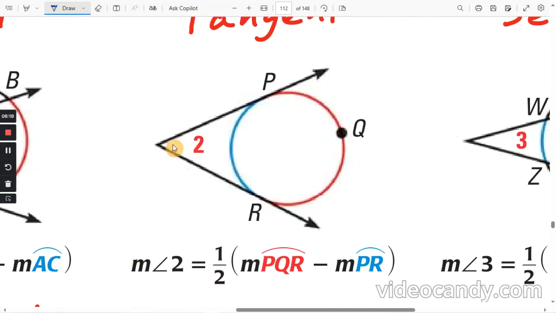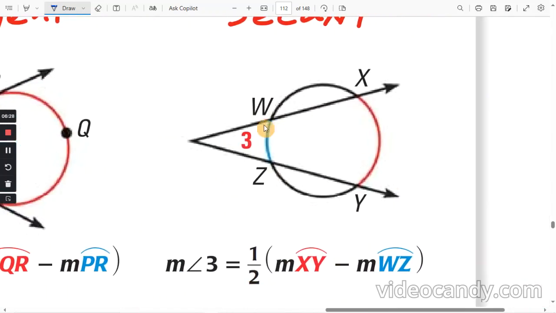Okay, in this case, we have a tangent and a tangent. Same thing. You take this arc minus that arc and then multiply it by 1/2. And finally, we have a secant and a secant. The formula is the same, 1/2 the difference of the arcs.